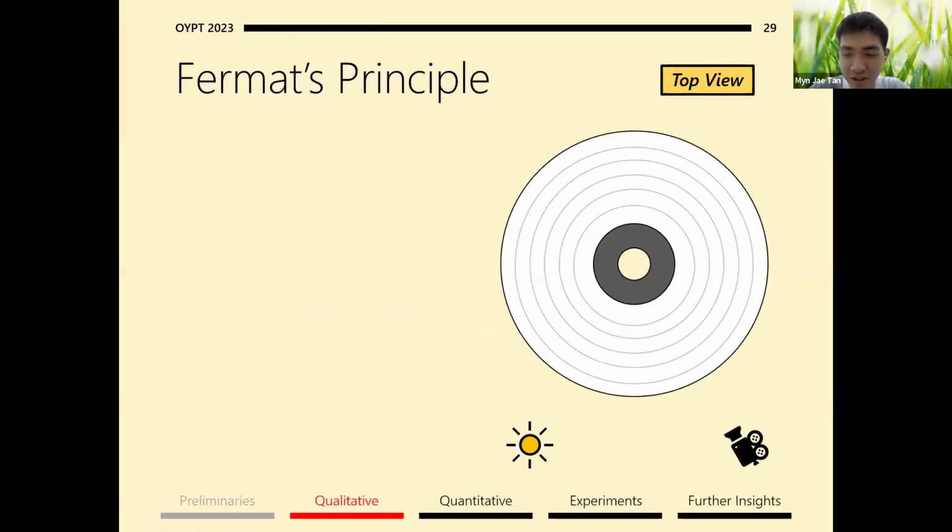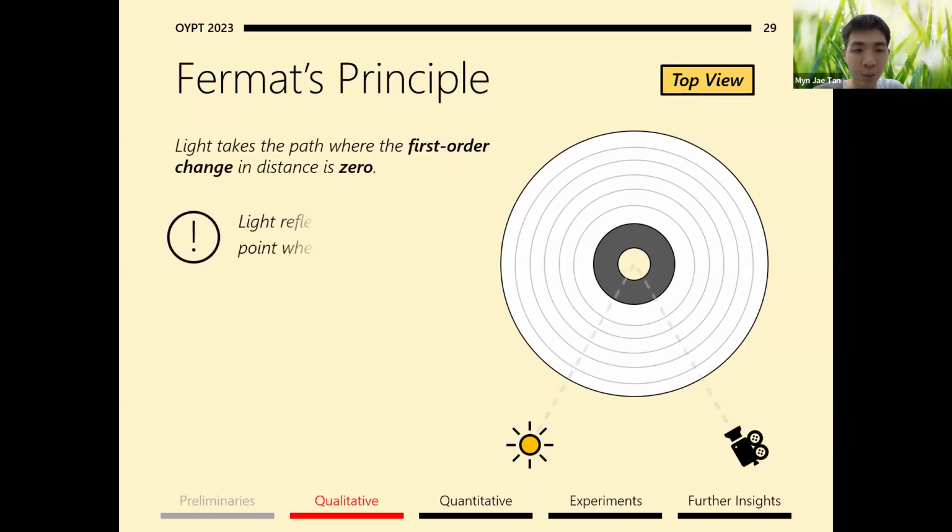Okay, so now I'll explain why we only see a colored line and not circular diffracting effects. We can explain this using Fermat's principle. I think many of you probably know the law of reflection, which states that light travels the shortest path. However, this is only partly true. There's a more generalized statement, which states that light travels the path where the first-order derivative is zero.